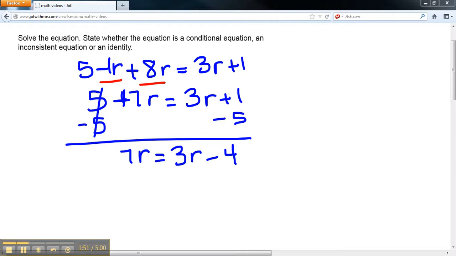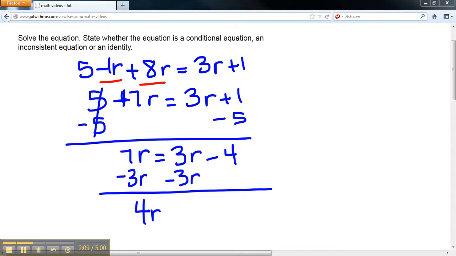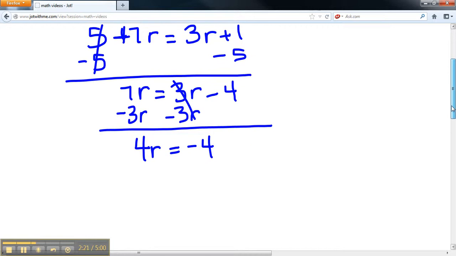Now I'm still working on getting all my r terms on one side and my numbers on the other. Now I need to move this 3r. So I'm going to subtract that 3r from both sides of my equation. 7r minus 3r is going to give me 4r. And that equals 3r minus 3r is 0, so I'm left with my negative 4.